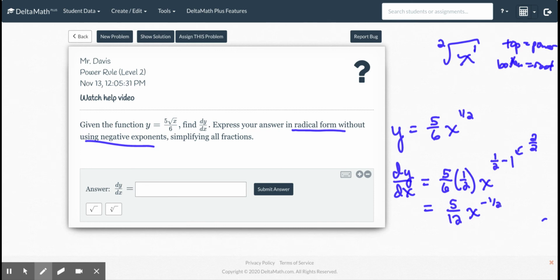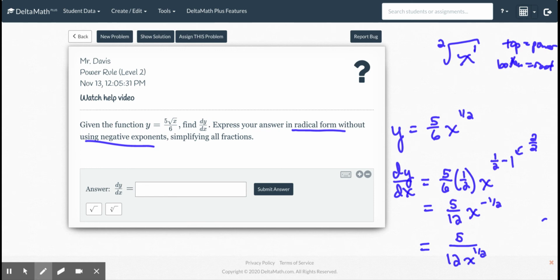However, we cannot use fraction or negative exponents. Right. First thing that I would do is always get rid of the negative exponents. So this becomes 5/12 x to the 1/2. I would do that step first. So we just got rid of the negative, take it to the bottom of the fraction.